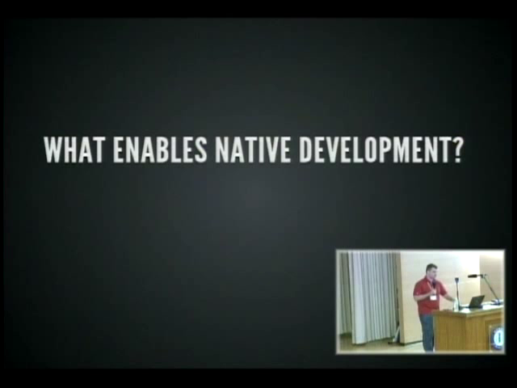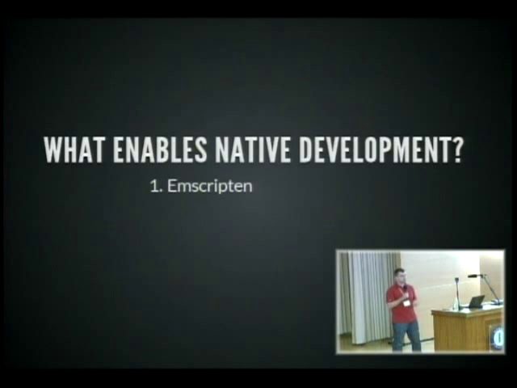So there's a couple of pieces that enable native development. The first one is a tool called Emscripten. This is a tool that was developed by Dr. Alon Zakai at Mozilla, a really smart guy. And he had this idea a few years ago that it should be possible to take C and C++ code, run it through a compiler called LLVM, and then from the back end generate JavaScript code.